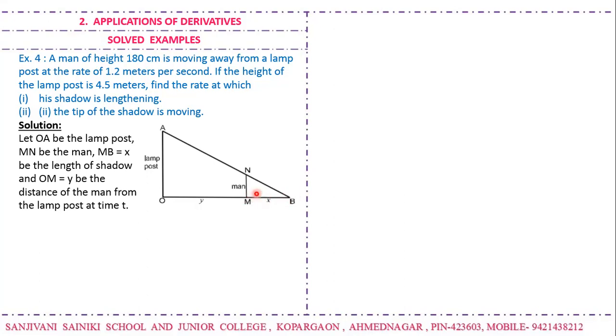The tip of the shadow is moving. So let OA be the lamp post, and MN be the man.